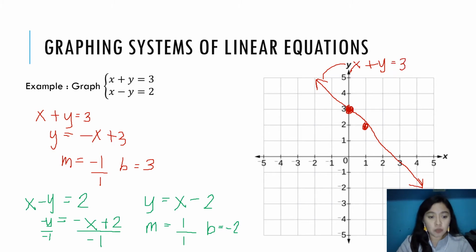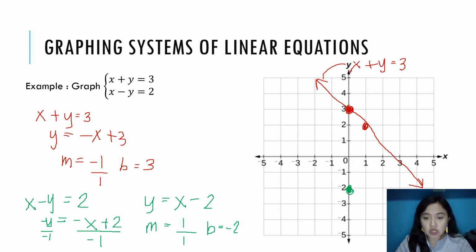Now, for the second equation, its y-intercept is negative 2. So again, we will find negative 2 on the y-axis, and negative 2 lies here. Its slope is positive 1 over positive 1. Since the numerator is positive, instead of going down, this time we go up.